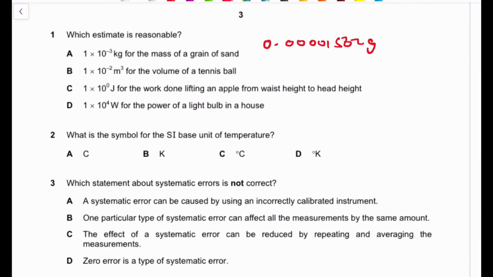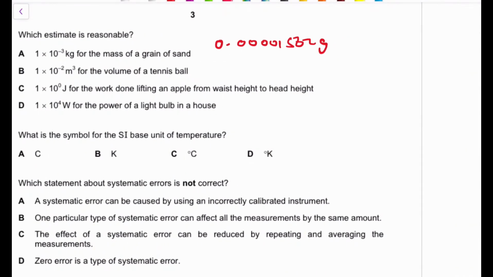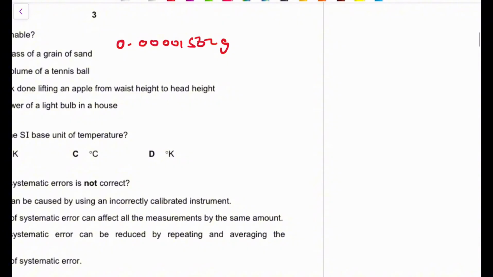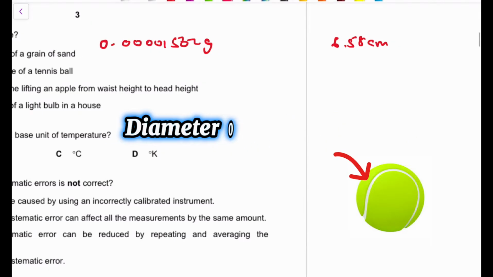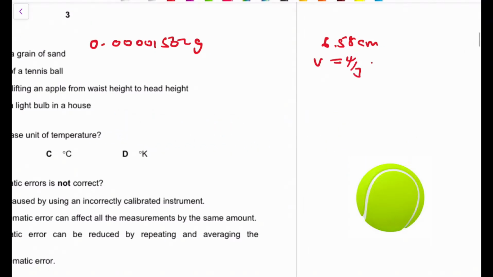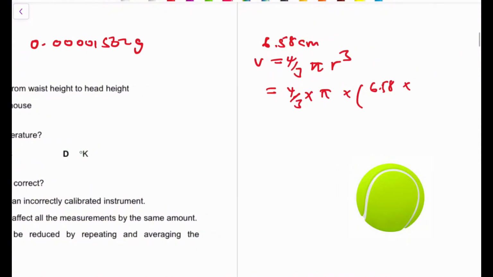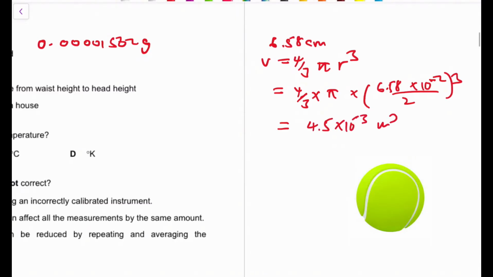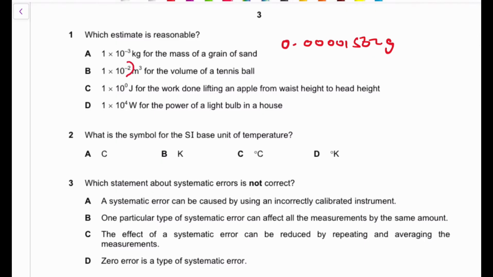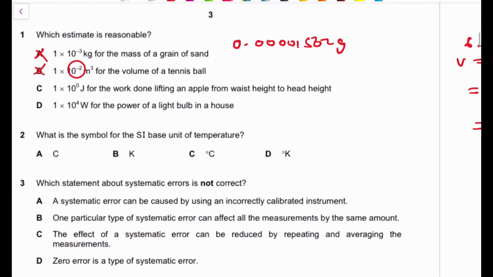For example, with B, the radius of a normal tennis ball, as you can see over there, is about 6.58 centimeters approximately. If I want to find the volume of that, since it's a sphere, it would be 4/3 pi r cubed, which would be 4/3 multiplied by pi, multiplied by the radius 6.58 times 10 to the power of negative 2 divided by 2, cubed. That gives me about 4.5 times 10 to the power of negative 3. But here they gave me times 10 to the power of negative 2, so it can't be B, and it can't be A.